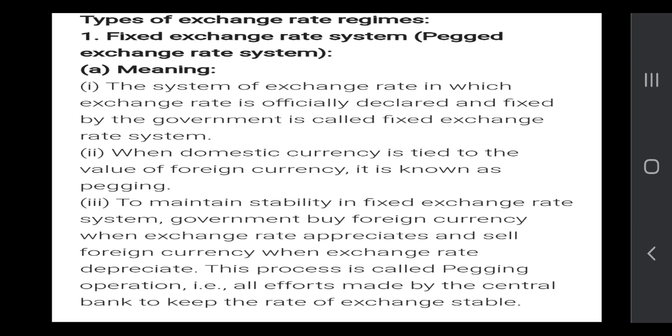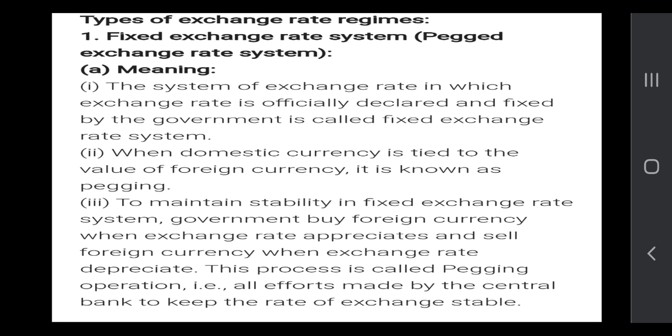Whenever there is an increase in the rate of exchange, it means our domestic currency value is decreasing. Then what will the RBI do? RBI will sell the foreign currency in the international money market, and that will increase the supply of foreign currency. Increase in the supply of foreign currency means there will be a decrease in its price, because there is more supply in the international money market. That will decrease the rate of exchange, and a decrease in the rate of exchange means our domestic currency value will increase.